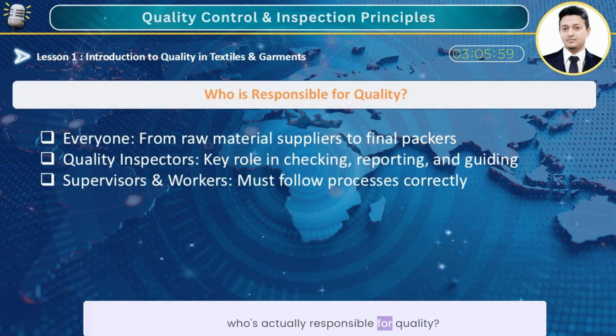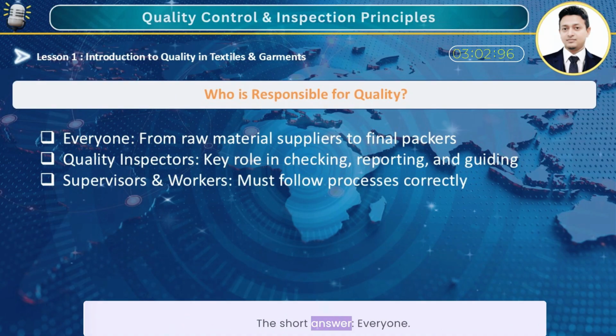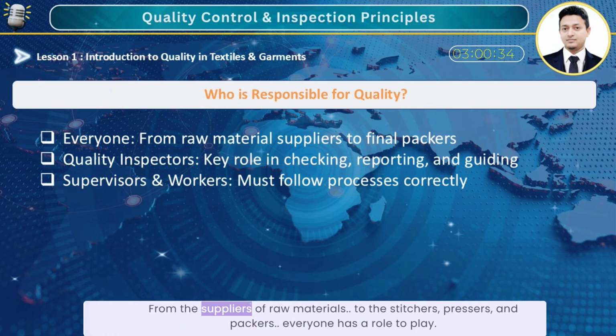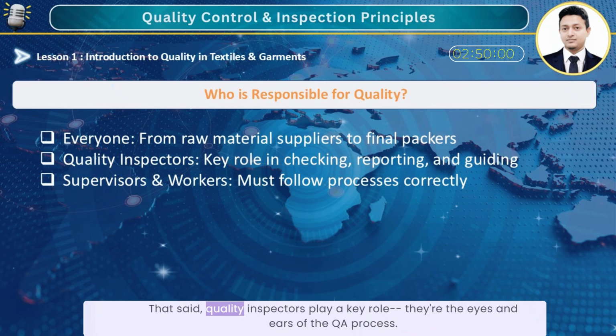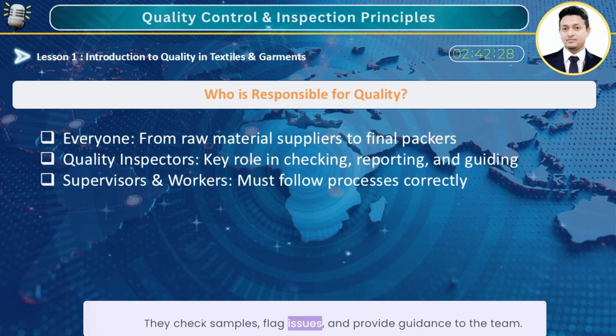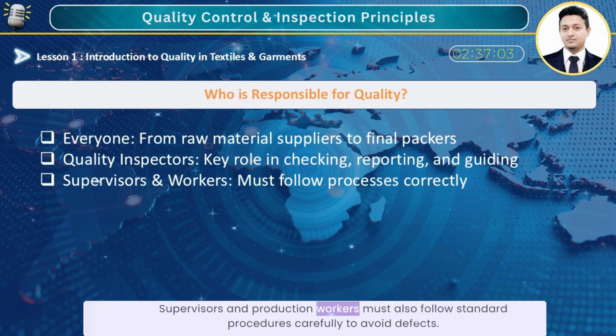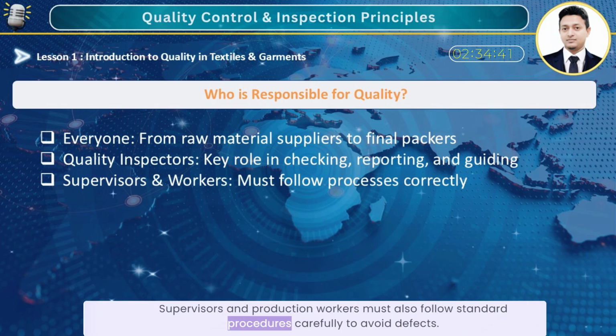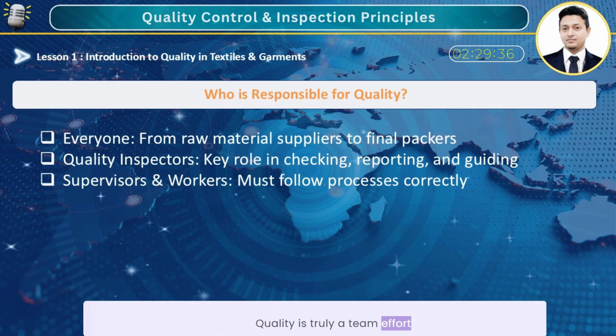Who's actually responsible for quality? The short answer, everyone. From the suppliers of raw materials to the stitchers, pressers, and packers. Everyone has a role to play. That said, quality inspectors play a key role. They are the eyes and ears of the QA process. They check samples, flag issues, and provide guidance to the team. Supervisors and production workers must also follow standard procedures carefully to avoid defects. Quality is truly a team effort.